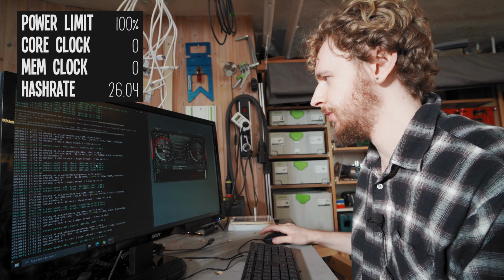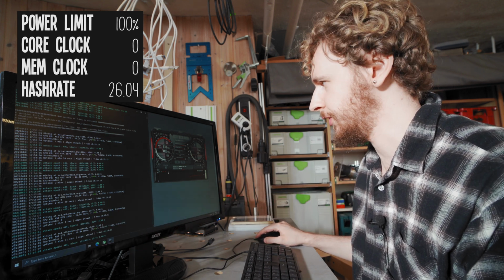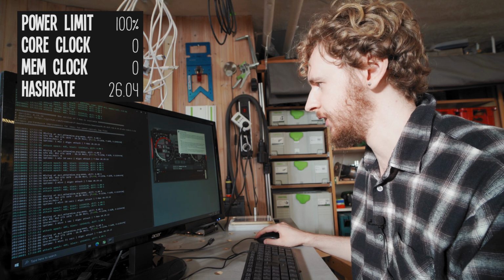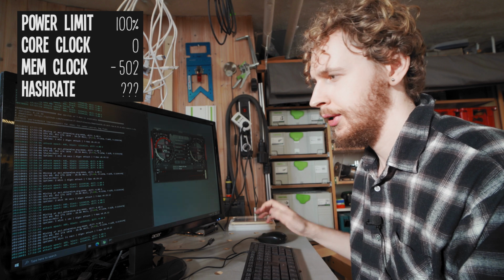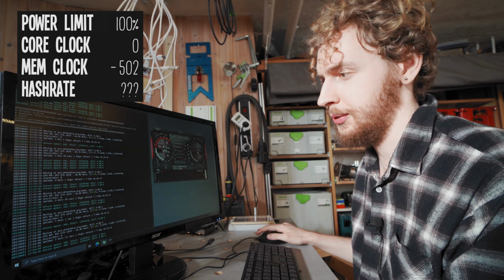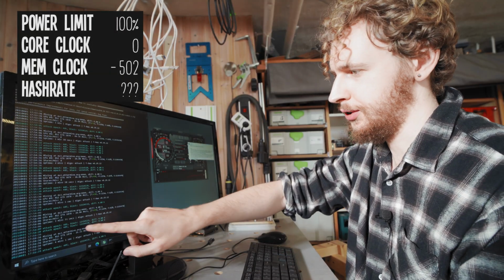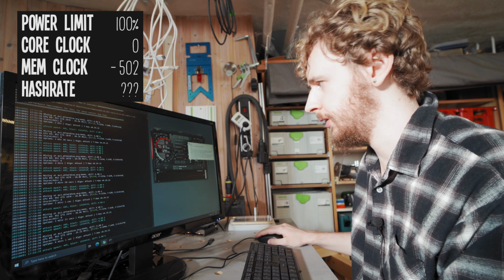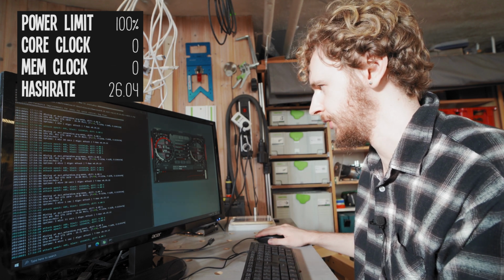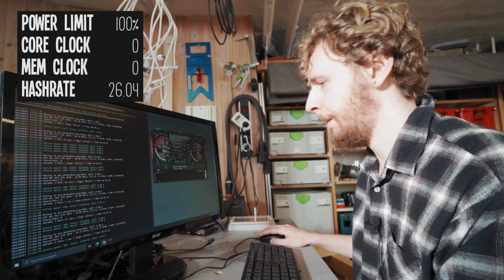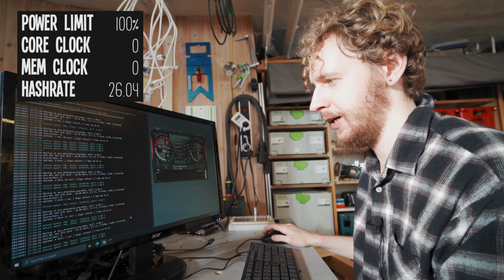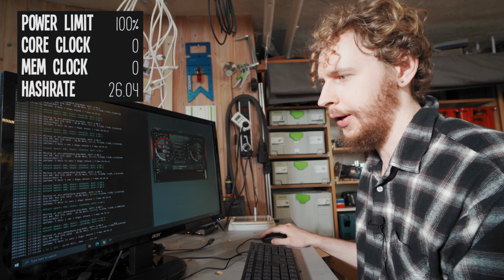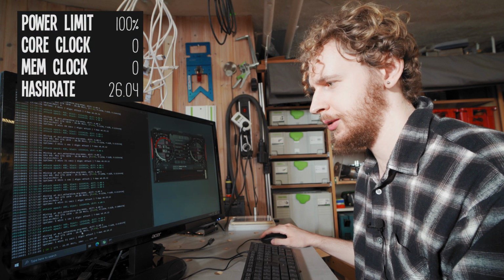So what I'm going to do now, and what I always do first, is I'm just going to slam the memory clock right down all the way and apply that. I just want to see what happens. And yeah, I can immediately see that we're starting to lose hash rate doing that. So I'm just going to put that back to zero, apply that, and let it settle back to the 26.04 mega hash a second we were getting. All right, and we're back at around 26 mega hash a second.